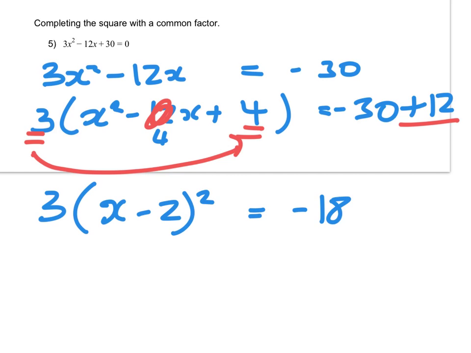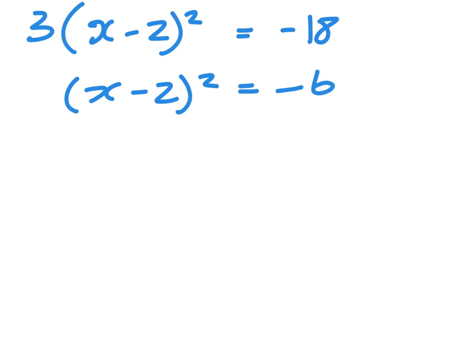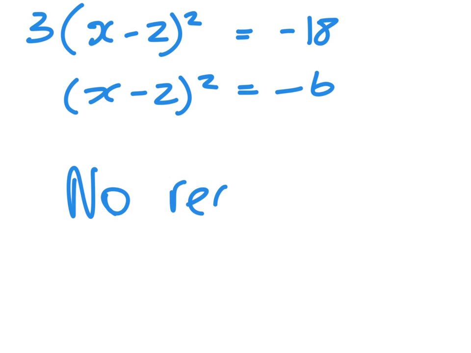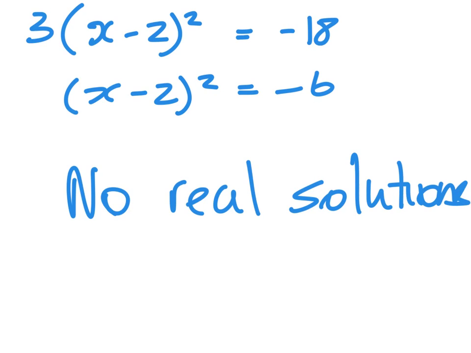And again, look, we're going to come up with this situation again, so we're going to divide both sides by 3. We're going to get x minus 2 squared equals minus 6. And in this case, you see it's no real solutions again because you have something squared equals a negative. Okay? So let's look at one more.